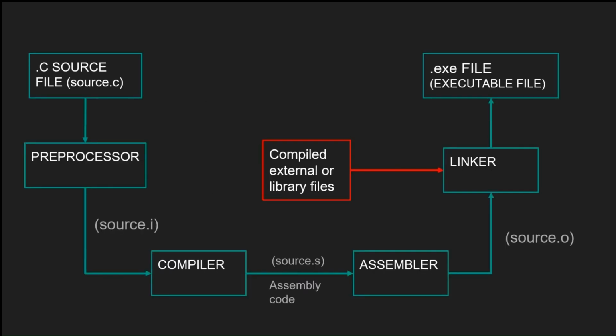The final step is the linker. It takes the object file produced by the assembler as an input. The linker also takes external object files or library object files which are readily available to be used as inputs. The linker then combines these multiple object files and produces a single executable file as an output.